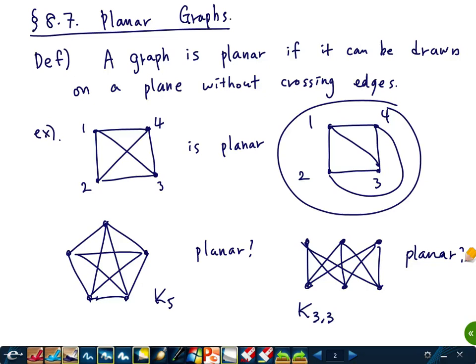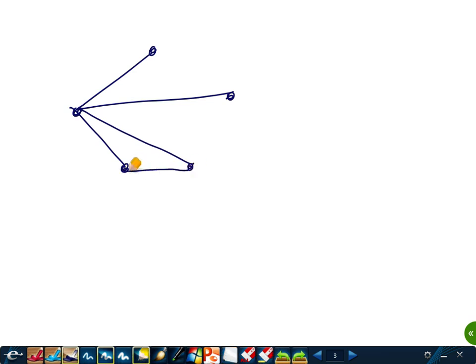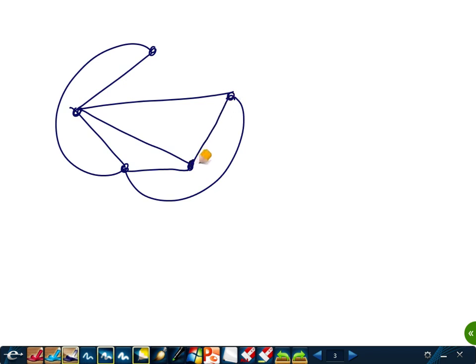So for instance, let's consider this. Let's try to draw K5 without crossing edges. So we have to connect everything from here, so let's do that. And from here, not very good. So connect this, and this, and this. And from here, or we can connect this, but we got stuck here. We cannot connect without crossing edges. So we cannot do this.